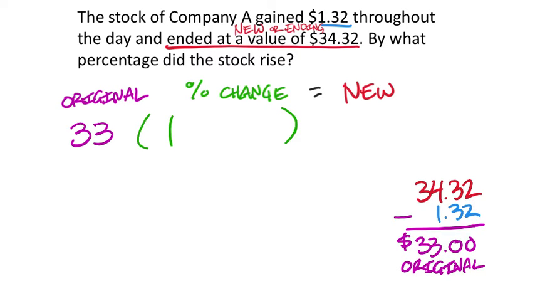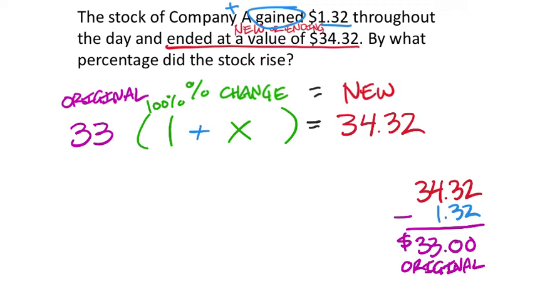I'm still going to keep 1 because that's 100%. And up here it said that it gained $1.32. Gain means addition, so it would be plus. And again, I don't know what this percentage is, so I'm going to use an X value there. And this would equal then the new value, which is $34.32.